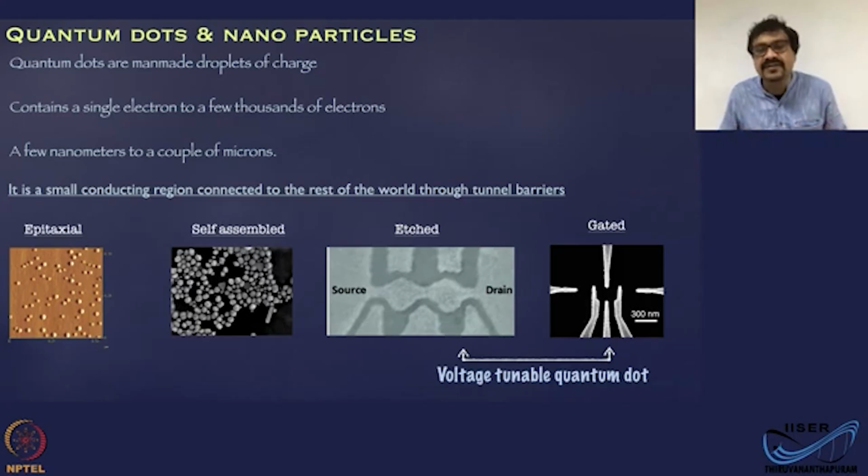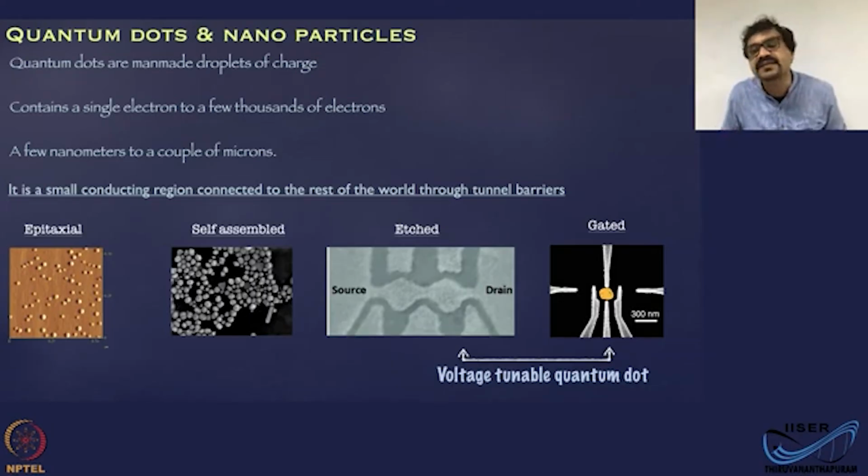and define conducting regions by etching. Another way to define quantum dots is by electrostatic gating. Here, just as we discussed in one of the previous modules, you deposit gates on a two-dimensional electron system such as a two-dimensional electron gas and apply voltages on those gates, and these voltages will confine electrons in a small region in between these gates.